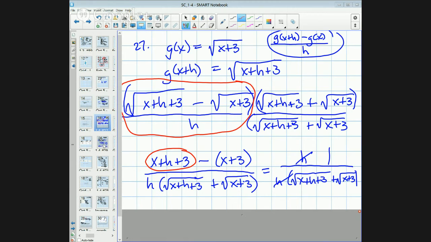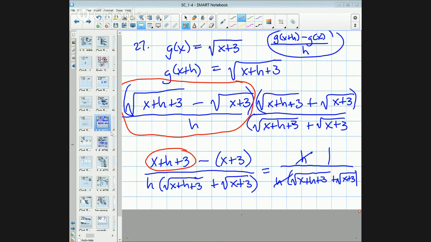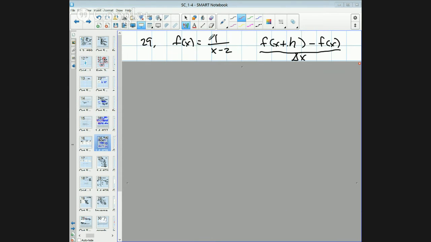All right, let's try another one. Okay, I'm purposely, let me just go back. The problem we just did, I'm purposely picking problems that are more challenging. The first kind that's harder to do a difference quotient of is when you have a root, and that's what we just did in number 27. We had a square root. The second kind of challenging problem is when you have a fraction. And here it is, 1 over x minus 2.